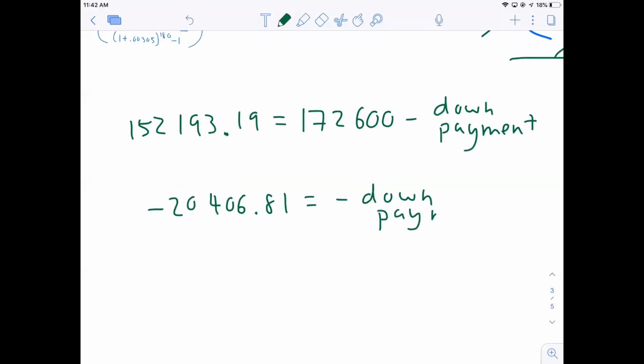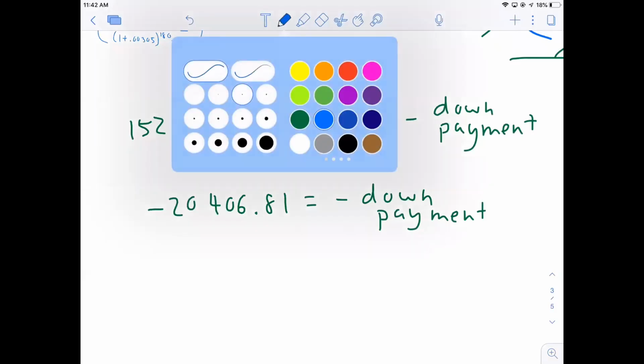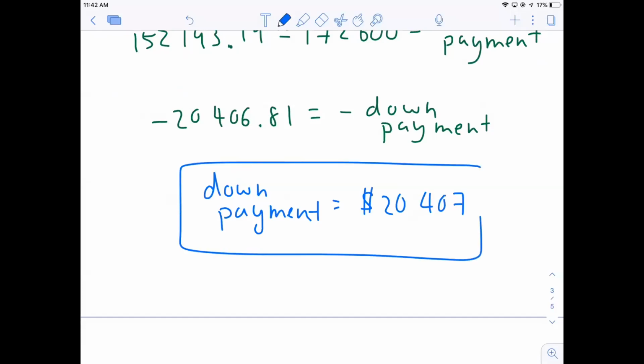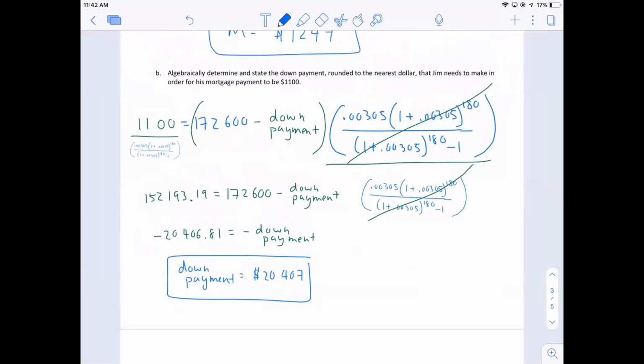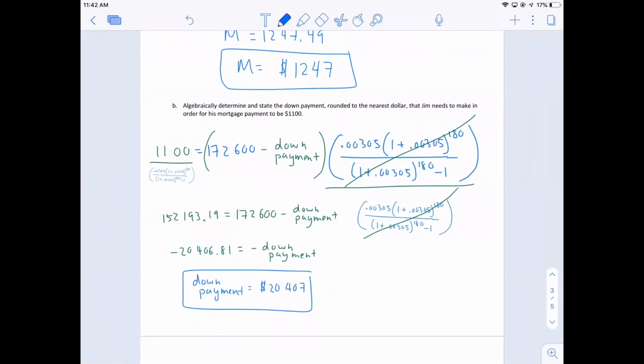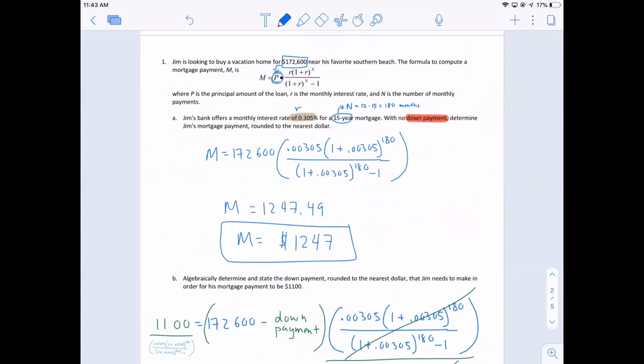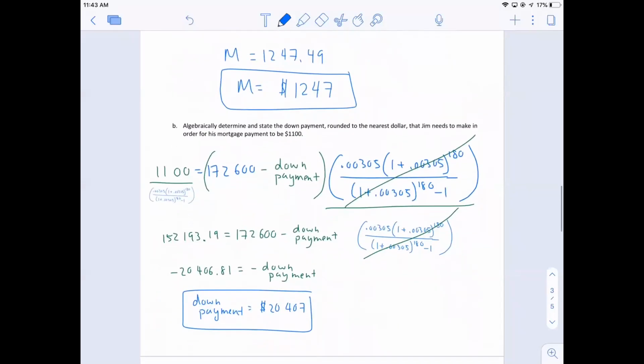We could have used a letter for down payment like D, but I decided to write it out for our first time. So our down payment to the nearest dollar is going to be equal to $20,407. In other words, he has to pay about $20,000 on this $172,000 house if he wants to make monthly payments of $1,100.